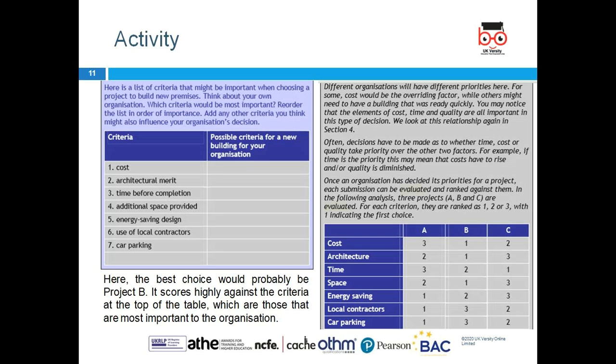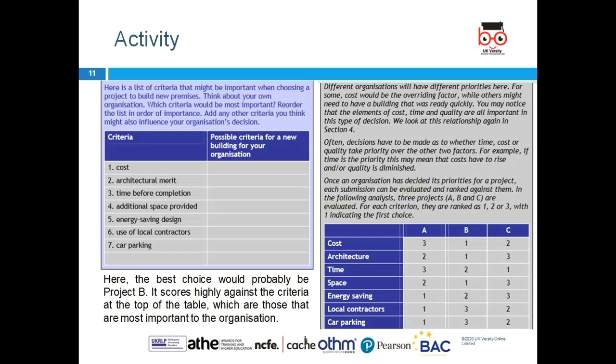So if we have three option projects A, B, C, maybe the cost of project A is number three. So I'm doing a ranking for this. Architecture is number two. The time is also a third priority, ranking three. We give space ranking two because space is very important. Energy is very important because energy cost is going up.